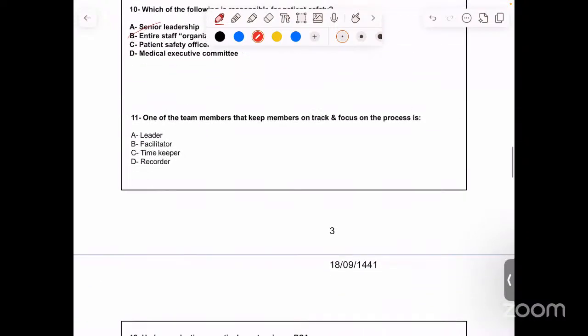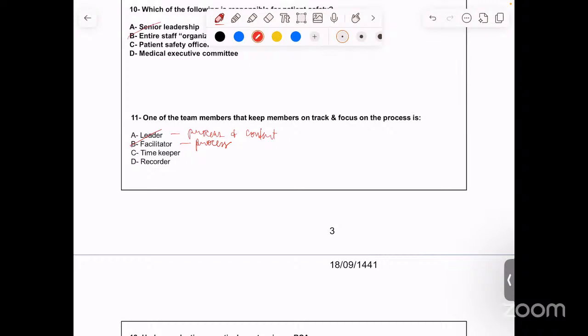Number 11, one of the team members that keep members on track and focus on the process is A, leader, B, facilitator, C, timekeeper, D, recorder. Who ensures the team members stay on track in a meeting? If focus on the process only, this is the facilitator. If focus on both process and content, this is the responsibility of the leader. So letter B here is the correct answer.